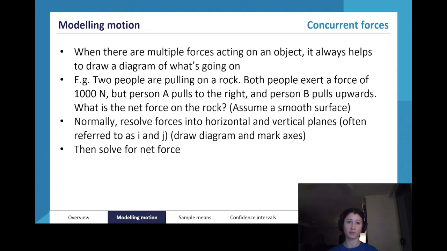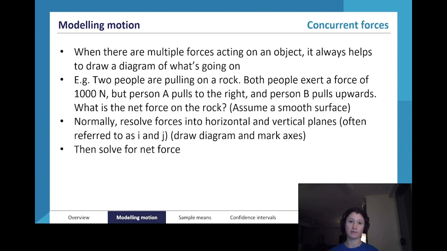Here we have two people pulling on a rock. Both people exert a force of 1,000 newtons, but person A pulls to the right and person B pulls upwards. What is the net force on the rock, assuming a smooth surface?